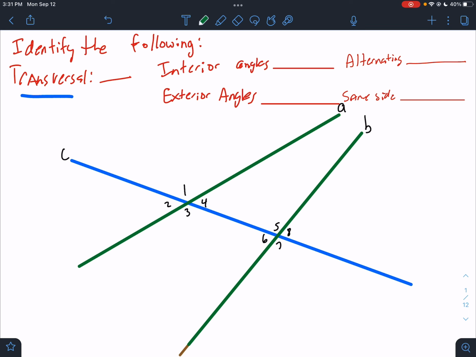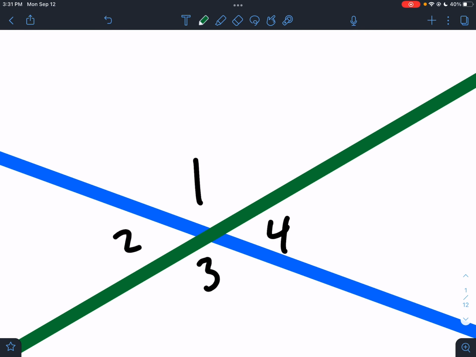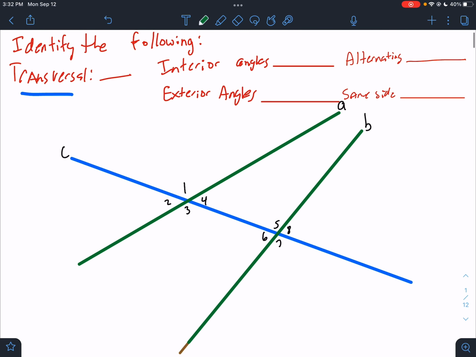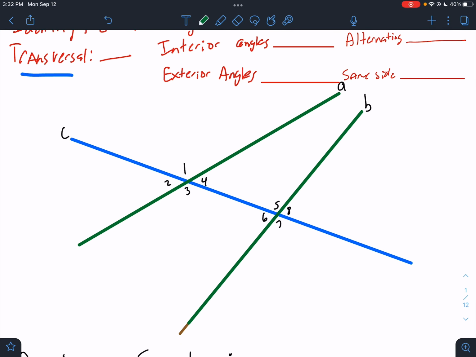When we're doing this naming system, it'll always be three lines. It'll be the other two plus a transversal. If you're only working with two lines, like angle 4 and angle 2, they only use two lines. Then it's not this naming system, it's something else. So we're talking about a naming system using three lines, a transversal and two others.